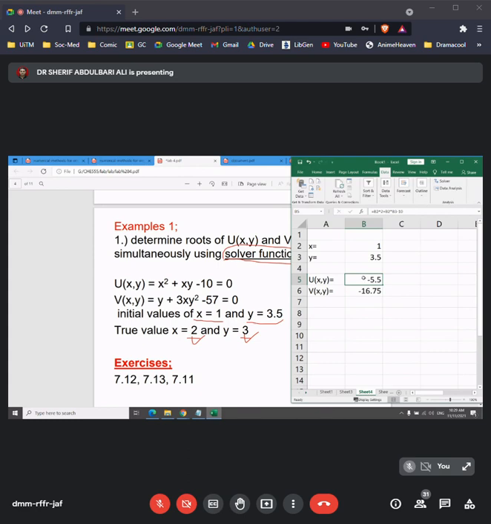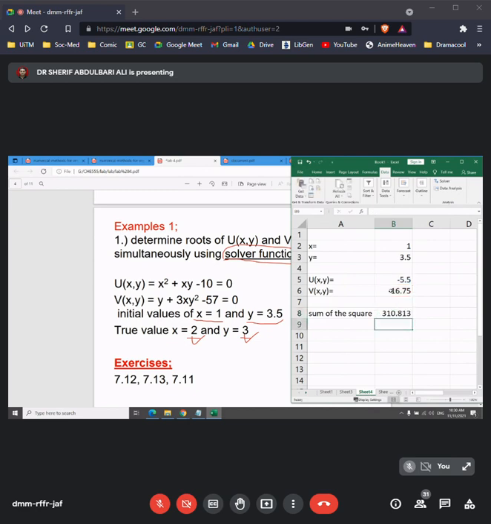Okay, so to use the solver, I need to combine these two values together. So I am going to total them up. I find the sum of the squares. So I'm going to square this value and square this value in one cell. So it's equal to this value squared, plus this value.